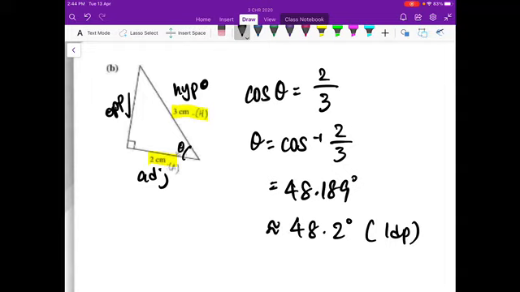So even if we use sine or tangent, you still get the same. Yes. Provided you get a correct opposite.